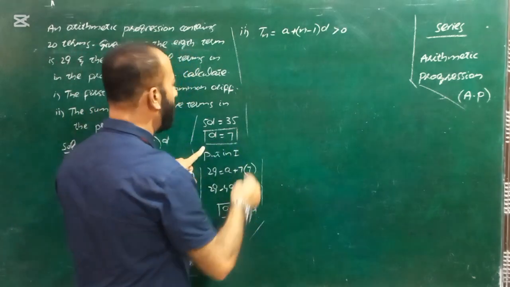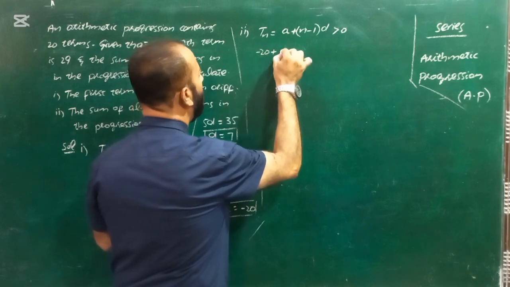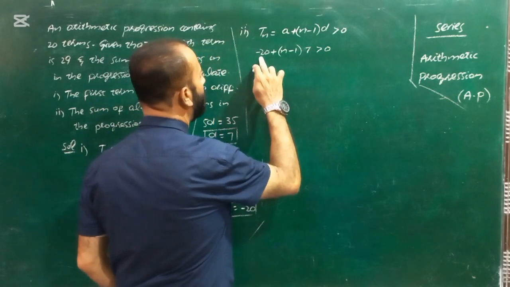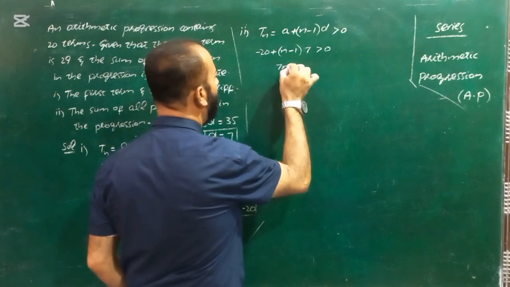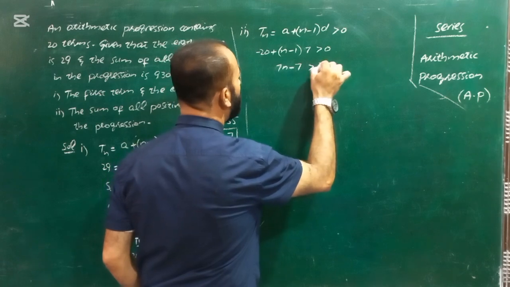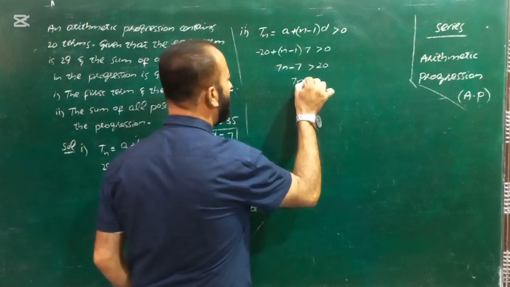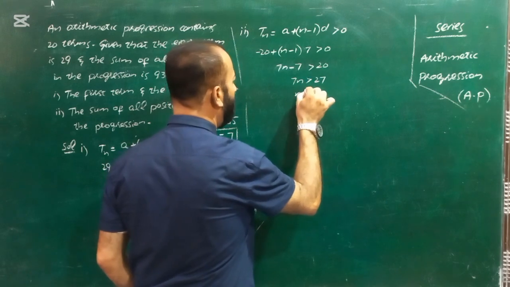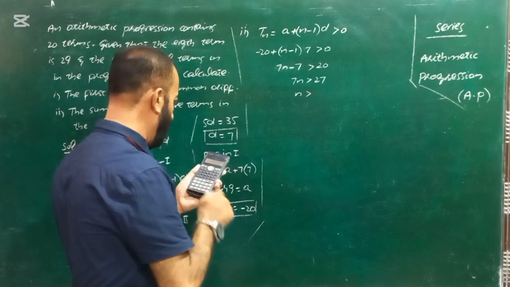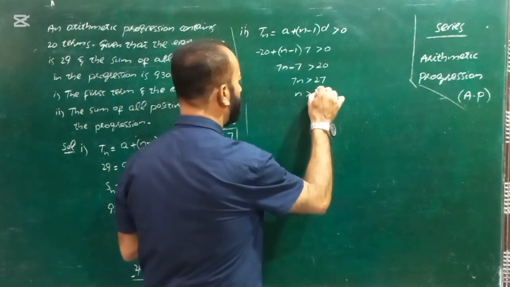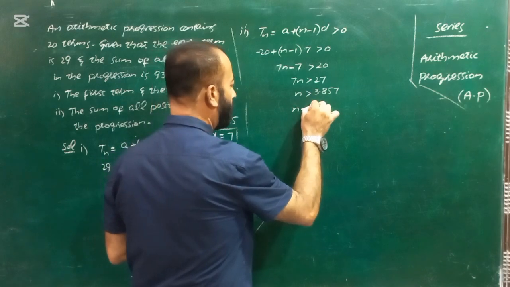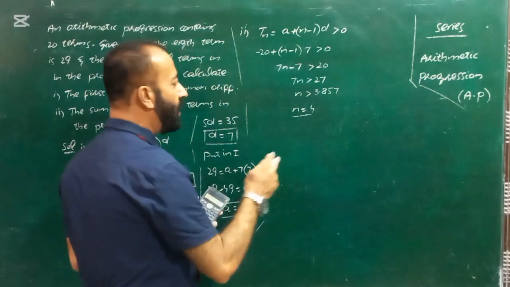So putting values into the equation, a is minus 20 plus n minus 1 into d, where d is 7, greater than 0. So this minus 20 will go to the right side. So 7n minus 7 should be greater than 20. From here 7 will go there, so 27, and from here n will be greater than 27 over 7, which is 3.857. So it means the fourth term. So n will be 4. So it means the first three terms will be negative.